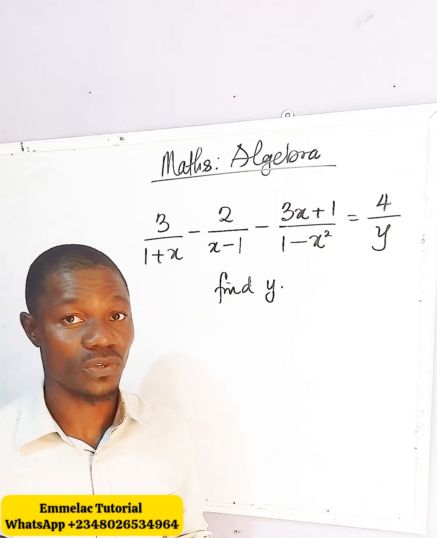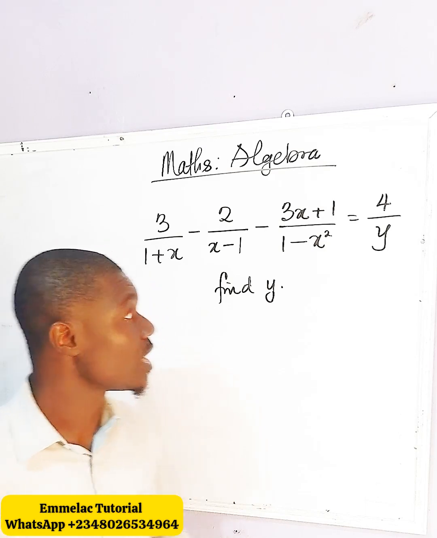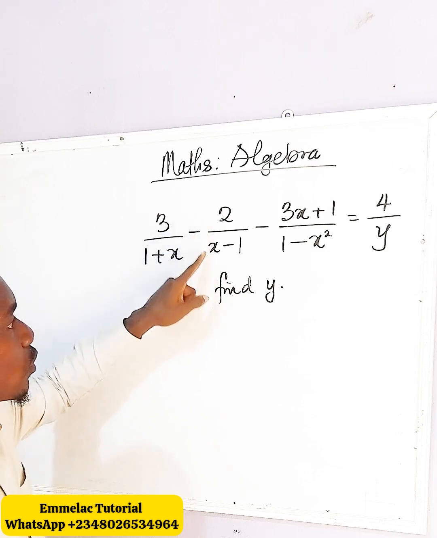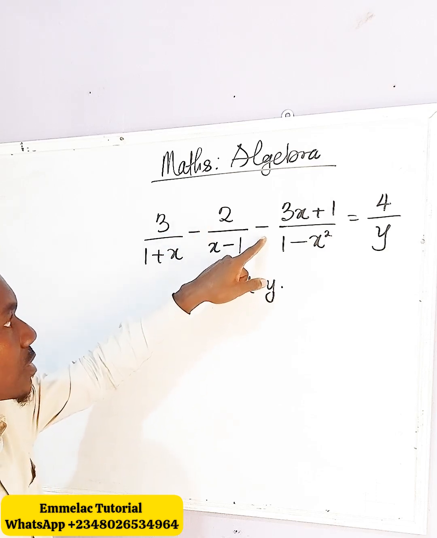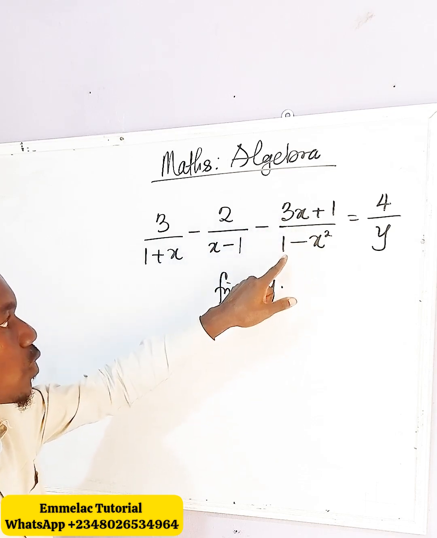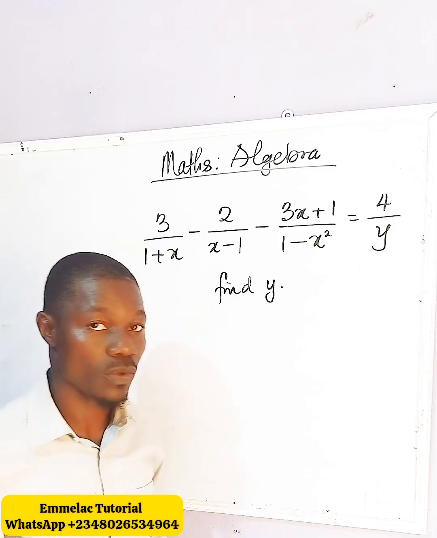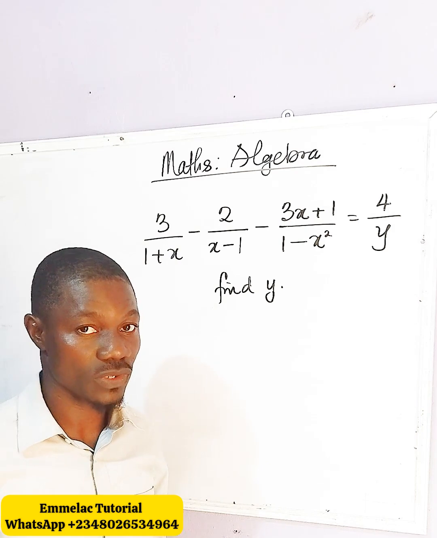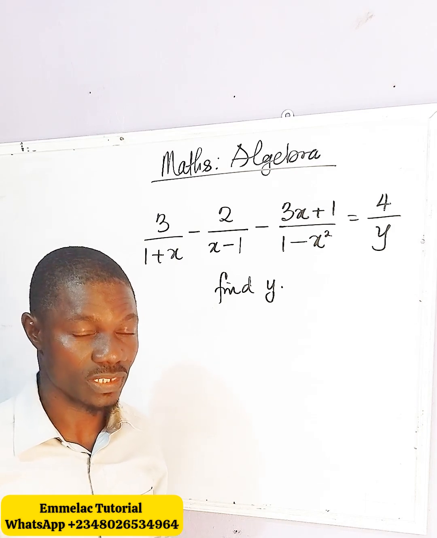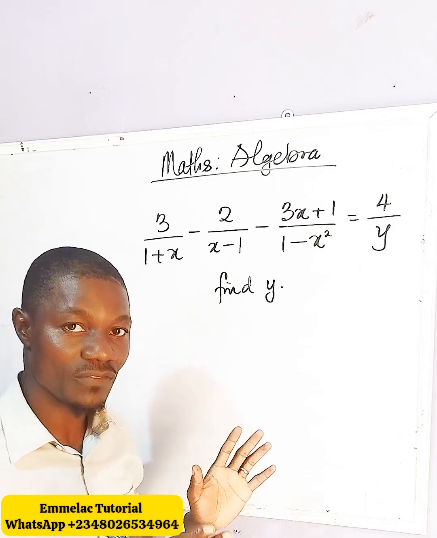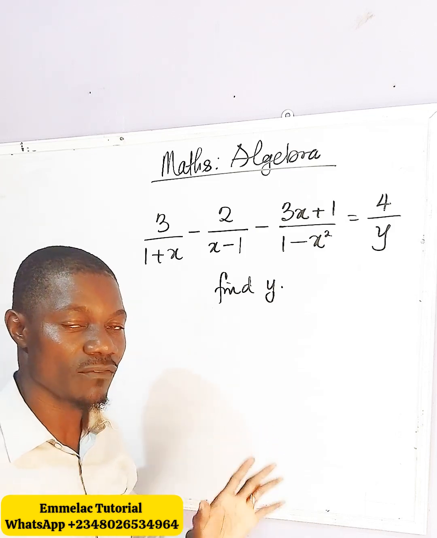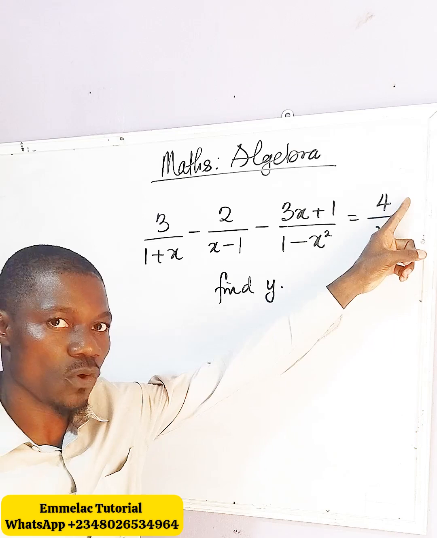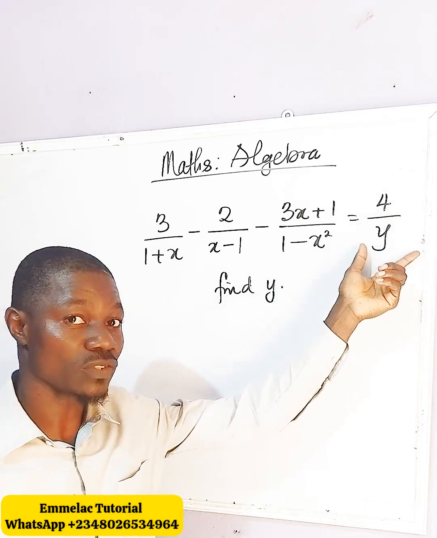Now before us is this algebraic fractional equation, and it says that 3 all over 1 plus x, minus 2 all over x minus 1, minus 3x plus 1 all over 1 minus x squared, all equals 4 all over y, and we're told to find y. What this question is trying to tell us is, if we simplify the left hand side, whatever answer we get should be equal to 4 all over a particular denominator.